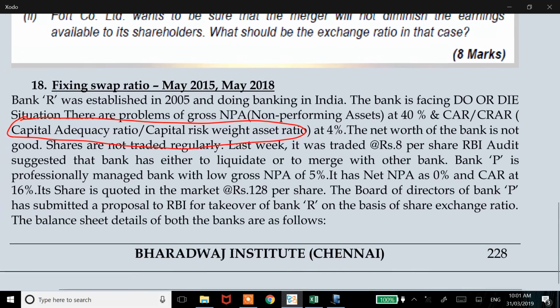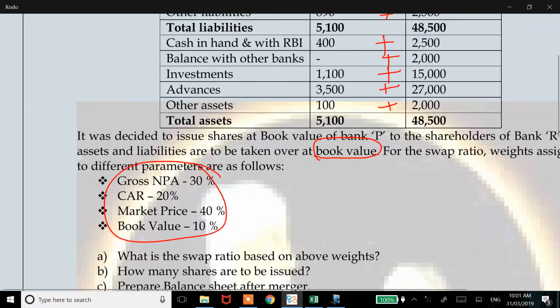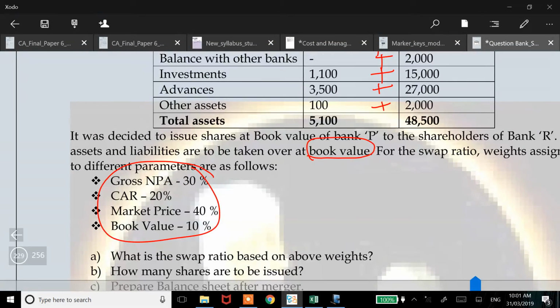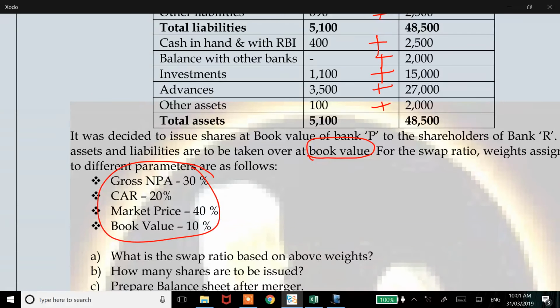Just a minute. It was decided to issue shares at book value of bank P. So book value is 120. The book value is 120, so the balance is securities premium, or you call it capital reserve. Hardly matters from a ratio calculation point of view.